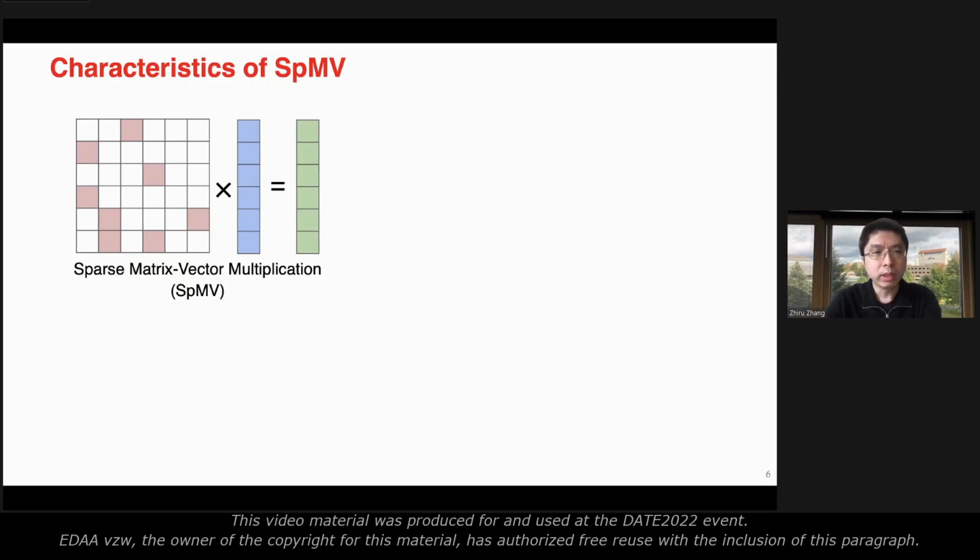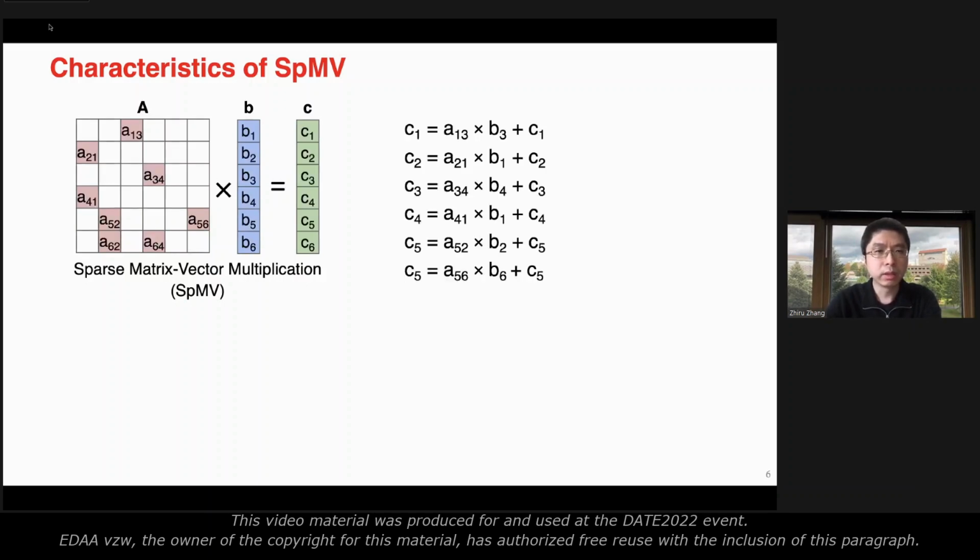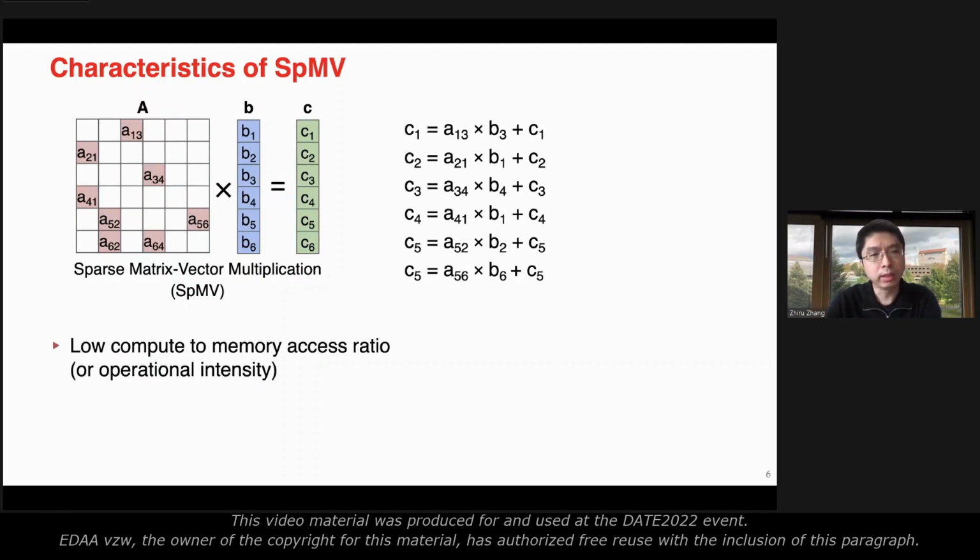If you look at SpMV, first, let me just fill it out with some non-zeros in the sparse matrix, and we assume the B vector to be dense. If we look at the compute over here, we can immediately tell that it has this low compute to memory access ratio, or low operational intensity. For example, if you look at the calculation of C1, we only do 2 arithmetic operations, multiply and add, but with actually 4 memory accesses.